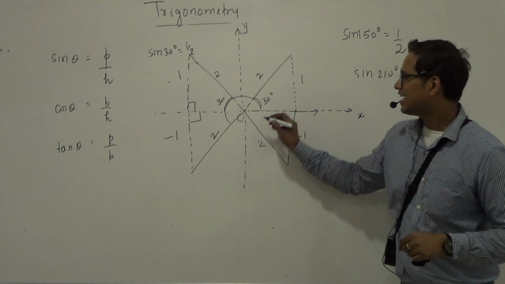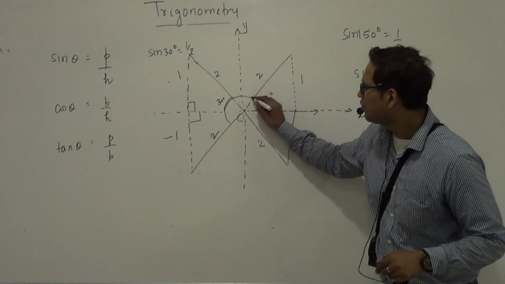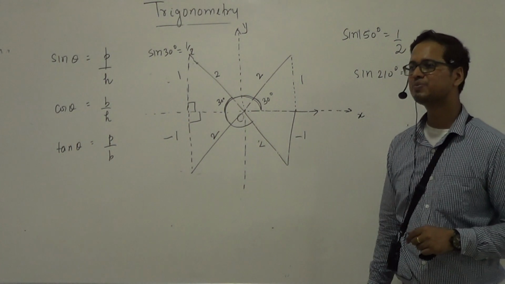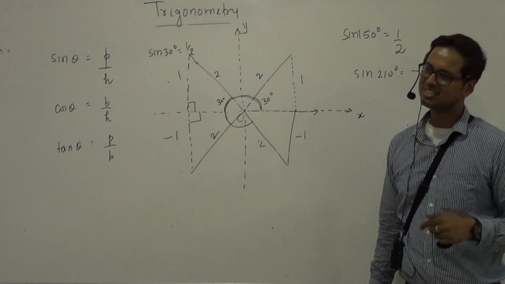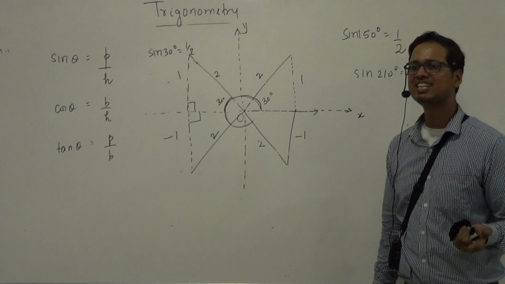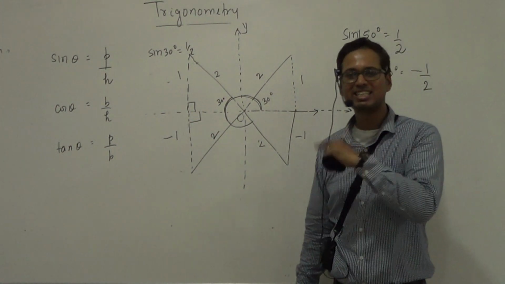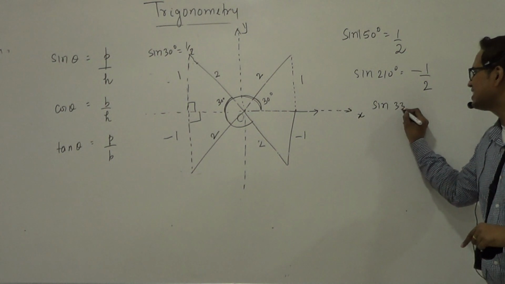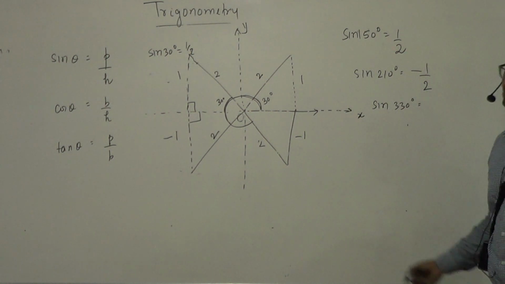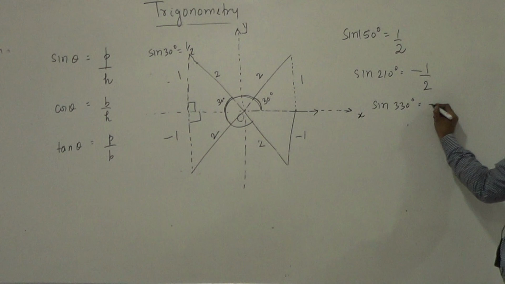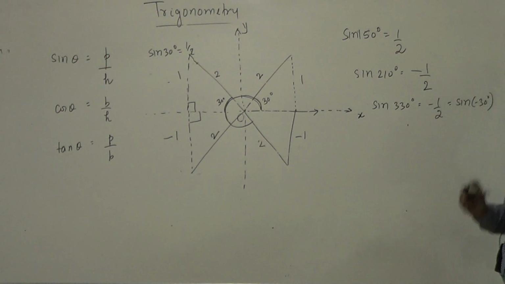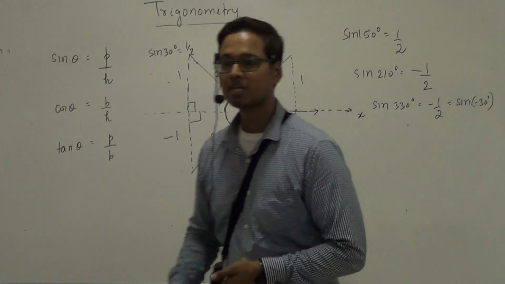Now let's take another angle. I made a full circle and came here. How much angle is this? Isn't that just minus 30 degrees? Same as minus 30 degree, or I can say it is 330 degrees. Now what is sine 330 degrees? Minus 1 by 2, which was same as sine minus 30 degree as well. Do you realize that?